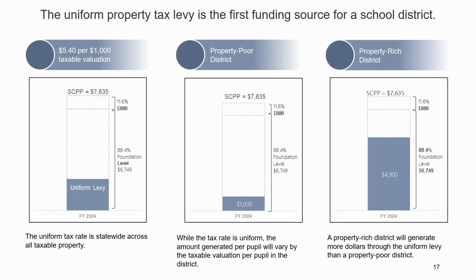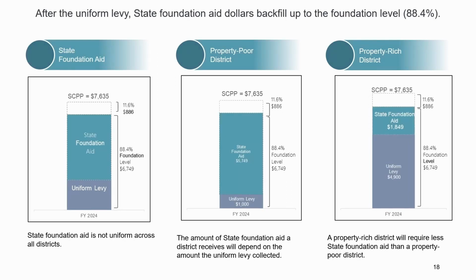Page 17. While the tax rate is uniform, the amount generated per pupil will vary by the taxable valuation per pupil in the district. A property-rich district will generate more dollars through the uniform levy than a property-poor district. This means property-rich districts will receive fewer state dollars to fill the 88.4% foundation level and contribute more uniform levy dollars to the state cost per pupil. Page 18 provides a comparison between the funding for property-poor and property-rich districts.